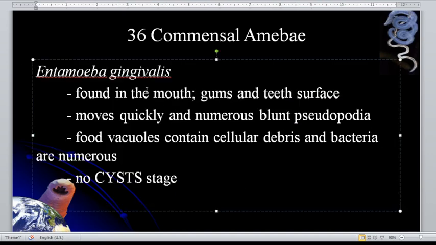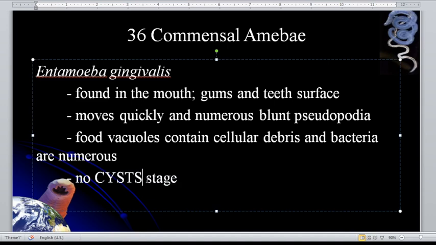Entamoeba gingivalis is found in the mouth, gums, and teeth surface. It moves quickly and numerous blunt pseudopodia are present. Food vacuoles contain cellular debris and bacteria are numerous. And guys, the Entamoeba gingivalis has no cyst stage.